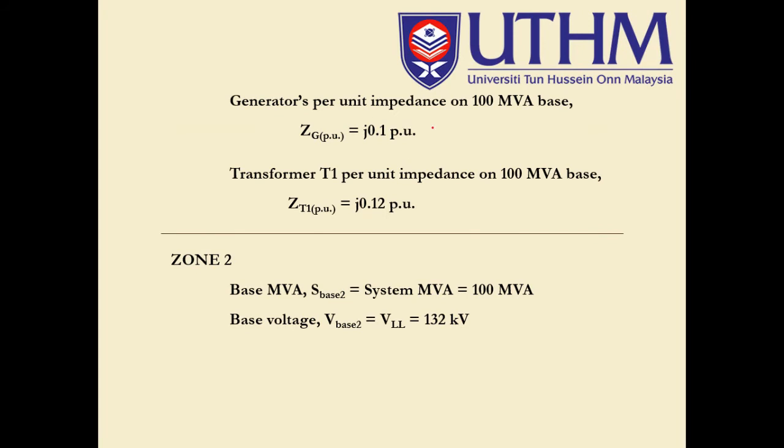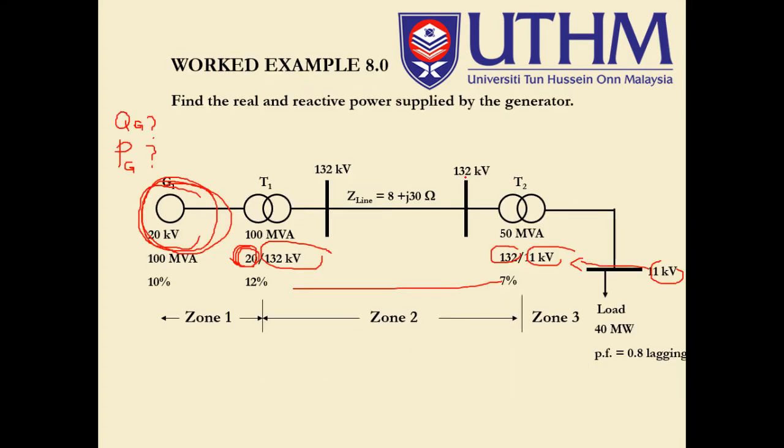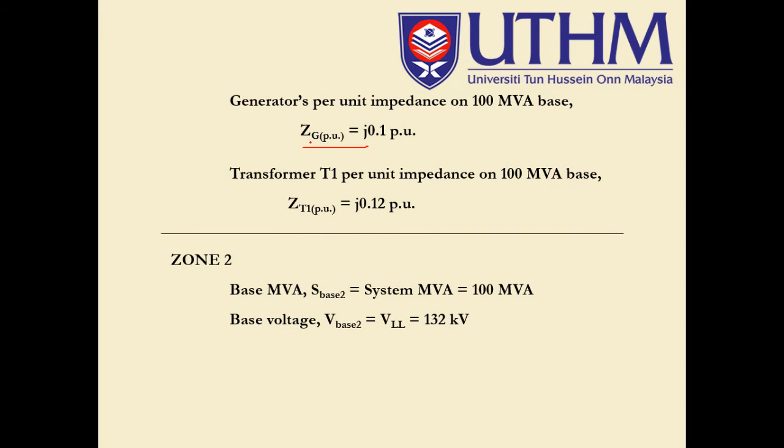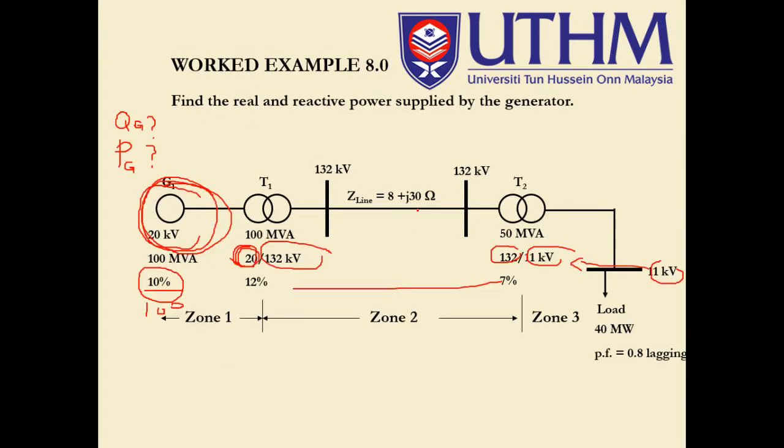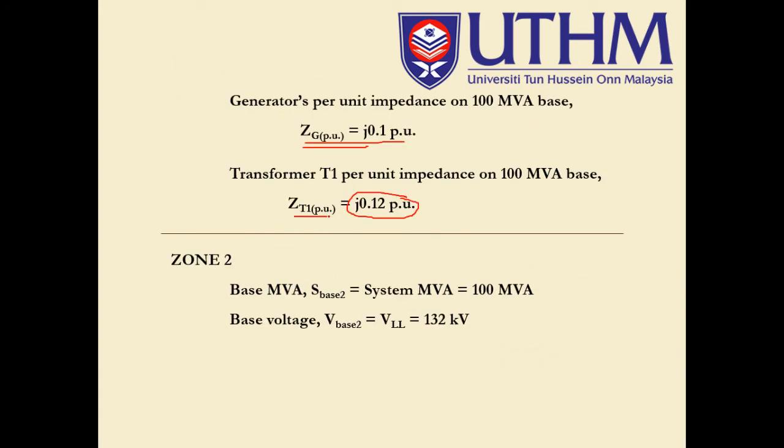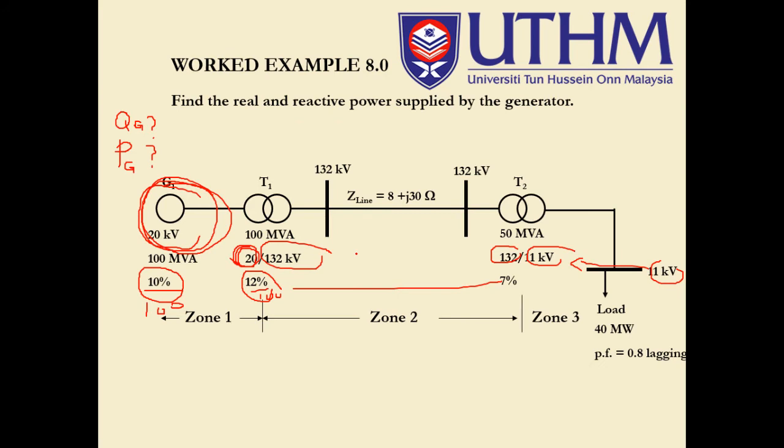So the generator's per unit impedance on 100 MVA base: this is Z_G, 0.1 PU, from here, just divided by 100, giving us the value of Z_G of 0.1 PU. And this is directly taken from here, again divided by 100, for the T1 PU. So we have done analyzing the base values and the Z, especially in zone number 1.